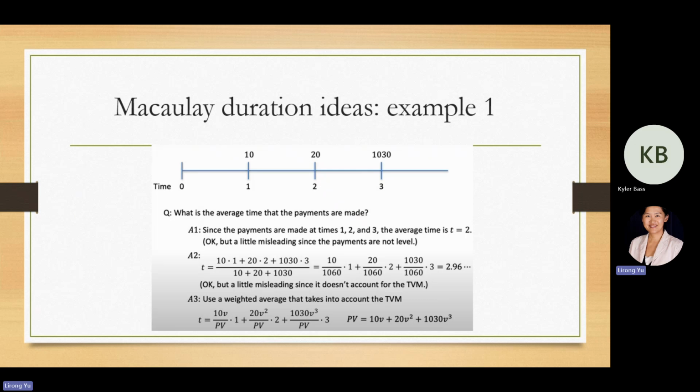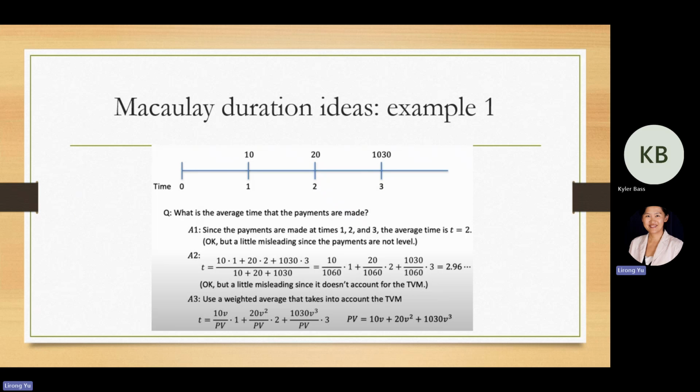So the third one is what Macaulay duration is. We're going to use the weighted average of the time to figure out the duration. That is exactly what duration means: figuring out the average payment time, like a weighted average of the time. The weight is the important part. The weight is really the present value.